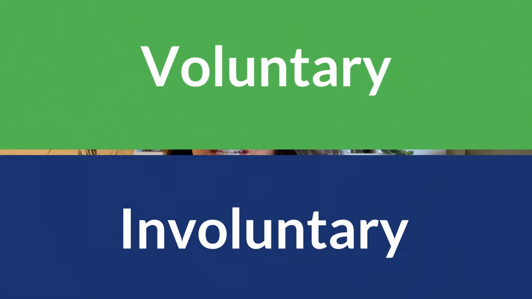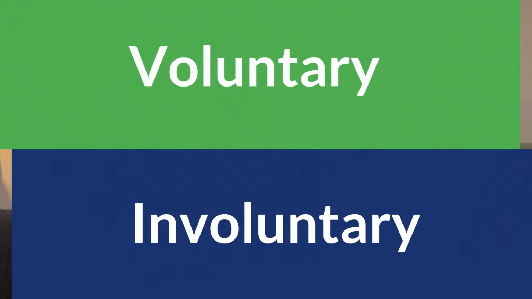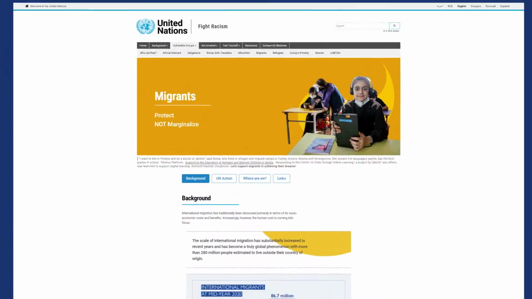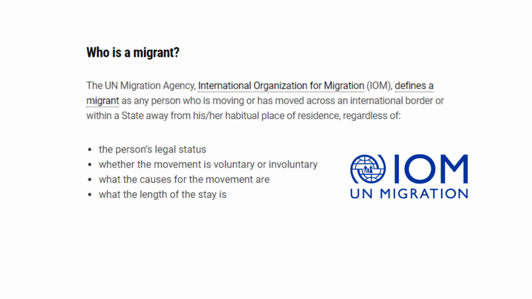And today we are going to be talking about voluntary versus involuntary migration, which are terms that are often used in the migration discourse. But first, of course, we should review the definition of a migrant. A migrant is any person who is moving or has moved across an international border or within a state away from his or her habitual place of residence, regardless of the person's legal status, whether the movement is voluntary or involuntary, what the causes for that movement are, or what the length of stay is. And that is a definition according to the International Organization for Migration.